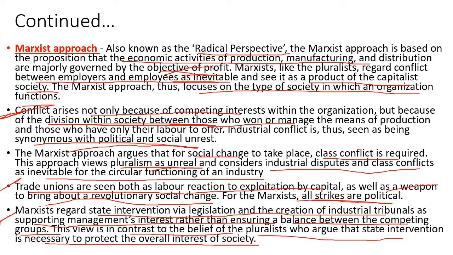It is a radical perspective. That is why it is also called the extreme perspective. So these are our different approaches.